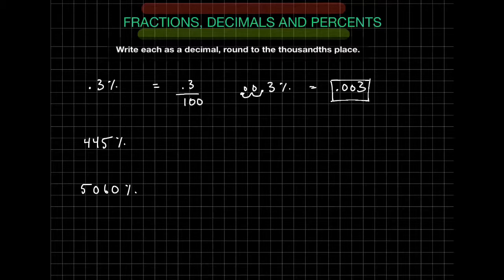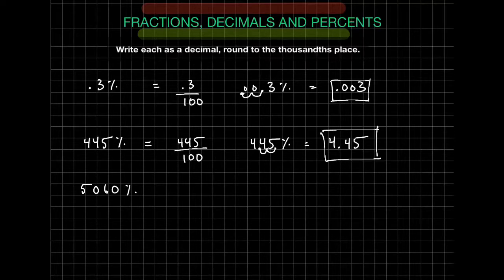Okay, 445%, we know that's 445 over 100. So 445%. We know there's a decimal there. We're going to move that once, twice. So we get our answer is 4.45. Okay, there it is, 4.45.